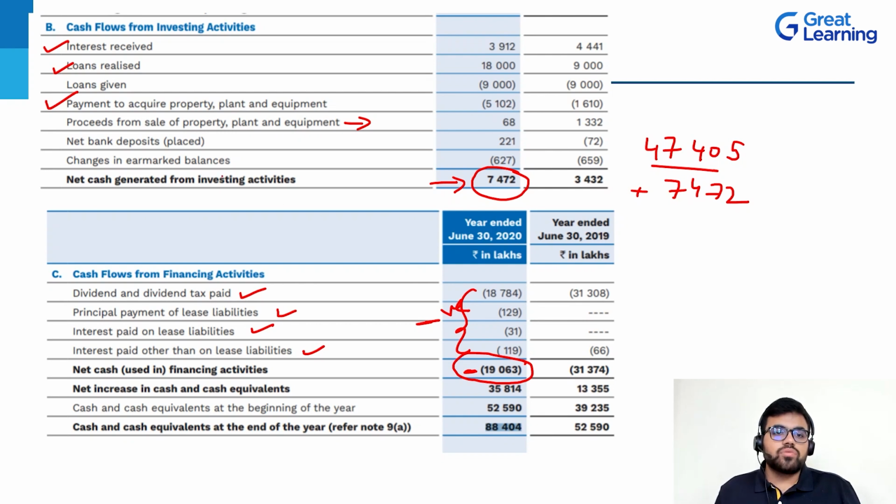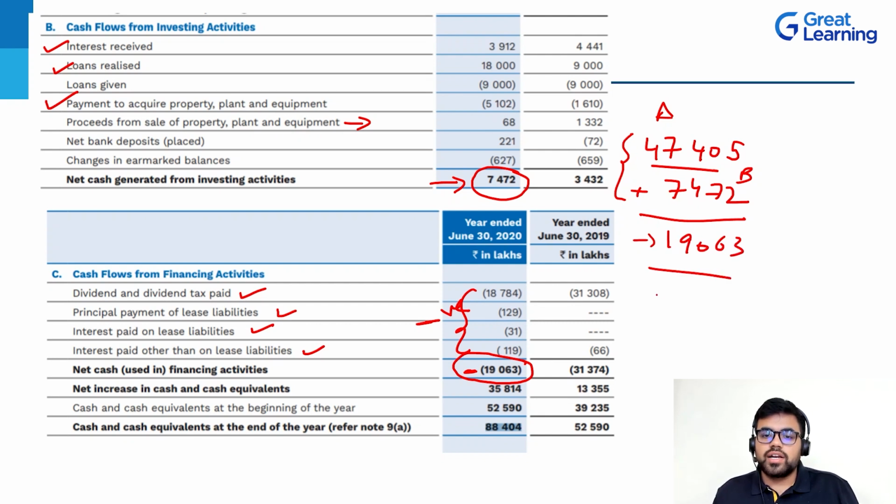That would depend. Some of the values could be positive and negative. You have to actually see which one is positive, which one is negative. So in this case, financing activities is negative. So I'll add both A and B, from operation and investing, and from financing I'll subtract 19,063. Now I will get the net value that is mentioned over here, 35,814.